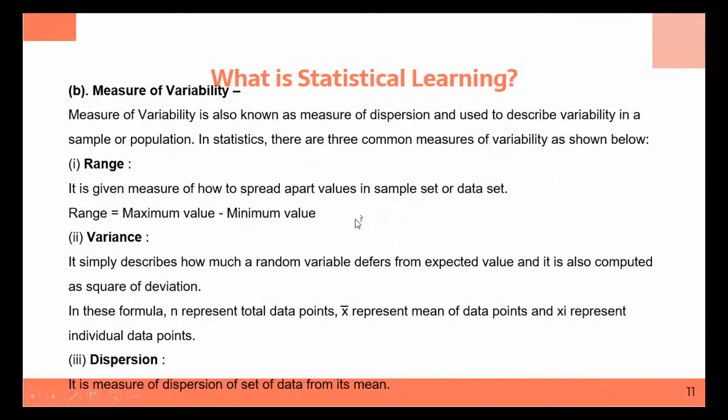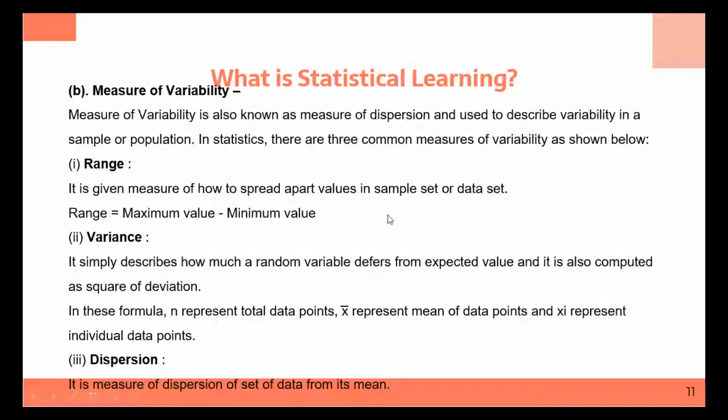The next is measure of variability, that is range, variance, and dispersion. Measure of variability is also known as a measure of dispersion. I hope you understand the meaning of dispersion. Dispersion, disperse. Okay. Time is up for now.